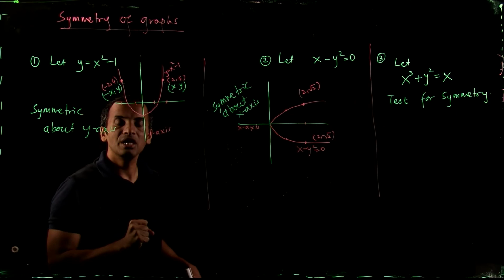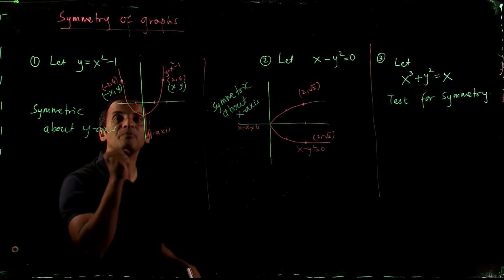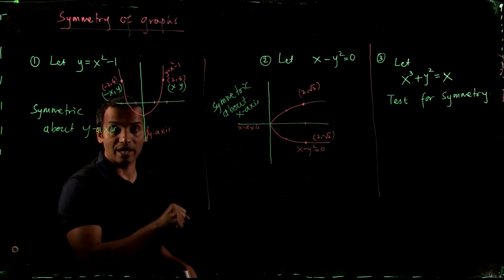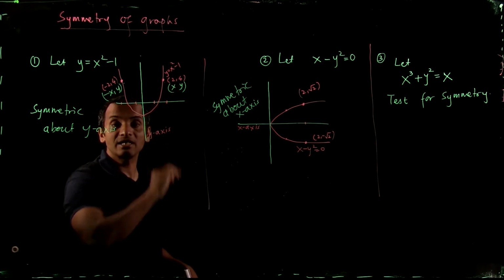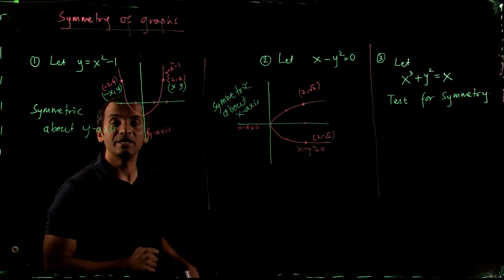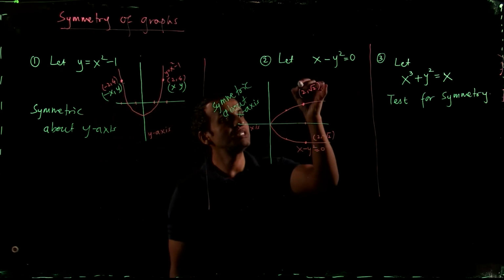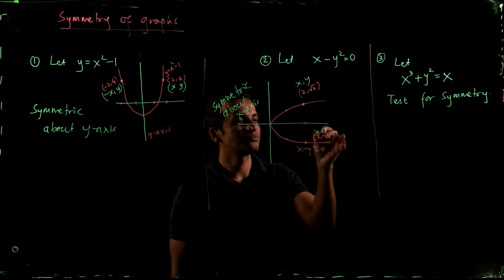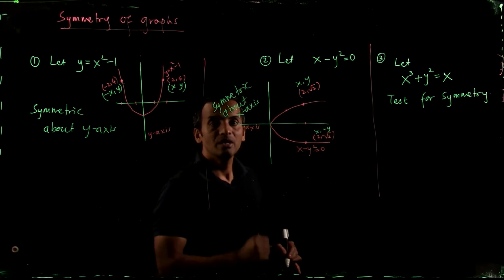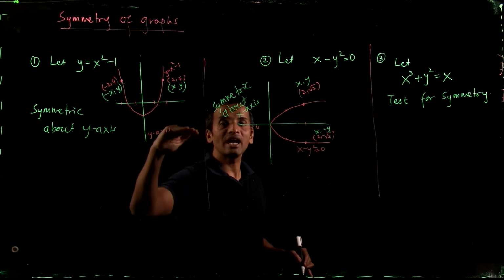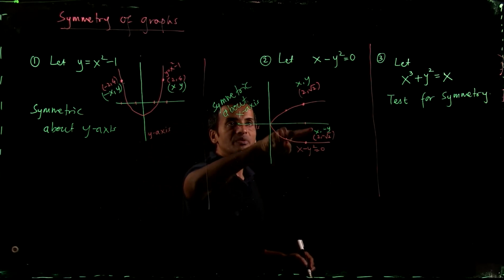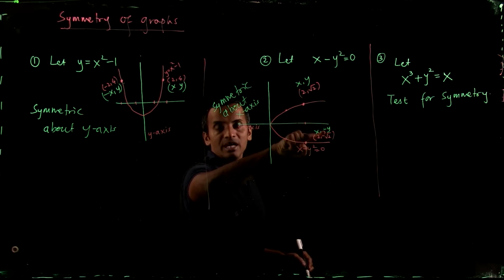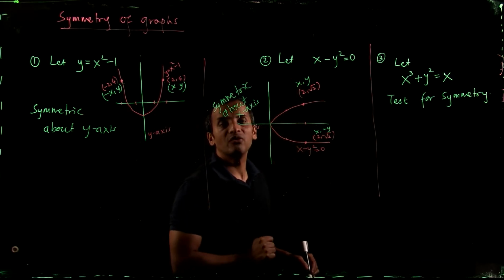graph. In other words, if a graph is symmetric about the y-axis, then (x, y) and (negative x, y) will both be in that graph. But in this case, you see that this is (x, y) and this is (x, negative y). If the graph is symmetric about the x-axis, the x is the same but y changes to negative y. So both of these points fall in that graph.